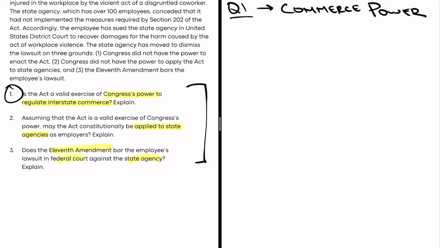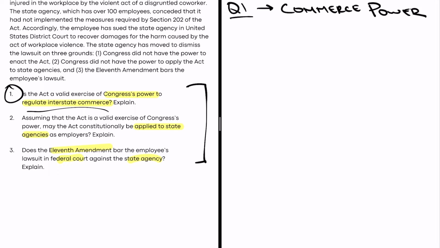Now, fortunately, this call of the question actually just gives it to us. They point exactly to where in the United States Constitution Congress is acting. It tells us, Article 1, Section 8, the Commerce Clause. Is the act a valid exercise of Congress's power to regulate interstate commerce? Well, we know Article 1, Section 8 grants Congress the power to regulate all foreign and interstate commerce. So the question is, when we see Congress is passing this law, is it within their power under the Commerce Clause?